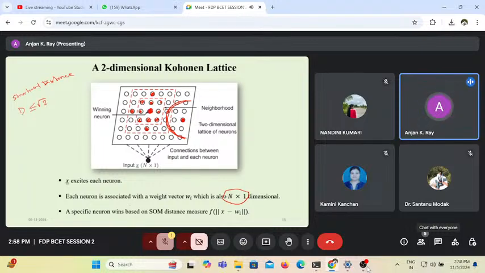Now a specific neuron wins based on the self-organizing map distance measured between the input space and the weight space. This distance is another distance. This distance is not structural distance. This distance is from the input to its weight space. So how it is calculated, we'll discuss.